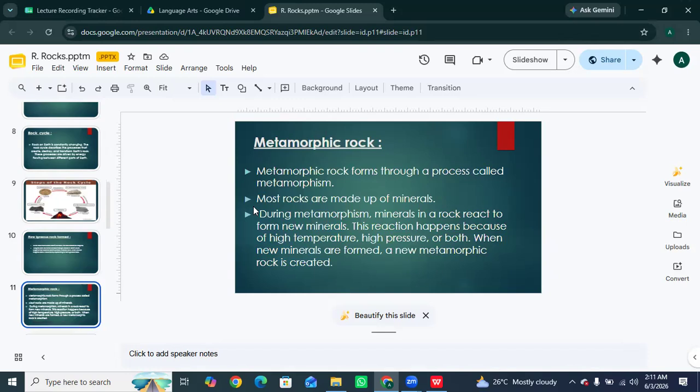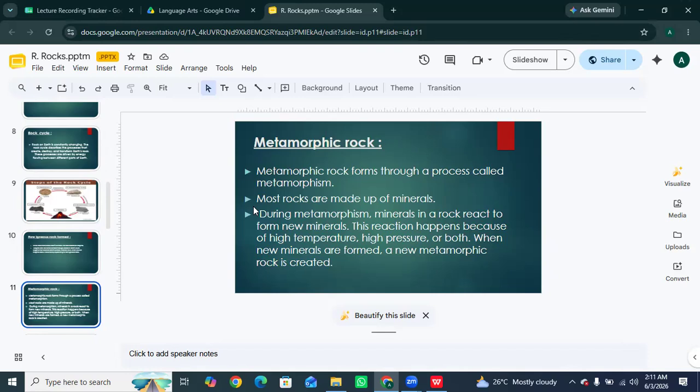Okay, so the next one is metamorphic rock. Metamorphic rock forms through a process called metamorphism. Most rocks are made up of minerals. During metamorphism, minerals in a rock react to form new minerals. This reaction happens because of high temperature, high pressure, or both. When new minerals are formed, a new metamorphic rock is created.